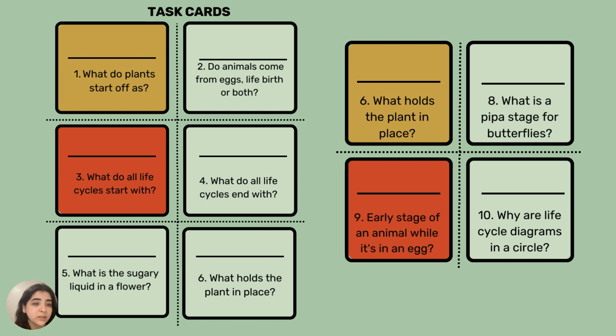So we have, what do plants start off as? Do animals come from eggs, life, birth, or both? What do all life cycles start with? What do all life cycles end with? And so on and so forth.